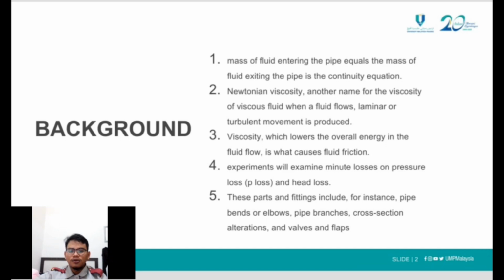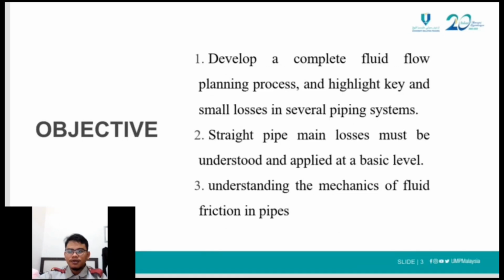Okay, then we go to the objectives of the experiment. First, to develop a complete fluid flow planning process and highlight key and small losses in several piping systems. Number 2, for the straight pipe, the main loss must be understood and applied at the basic level. For number 3, we have to understand the mechanism of fluid friction in the pipe.